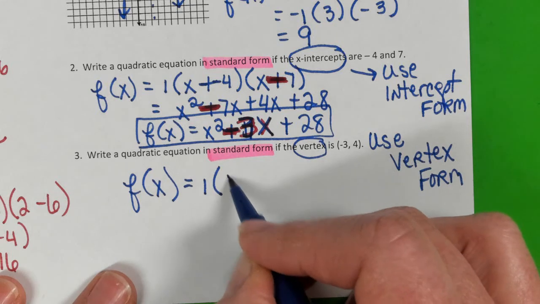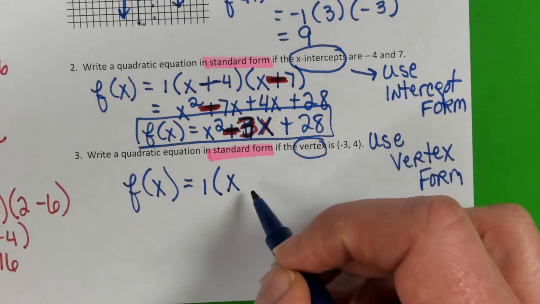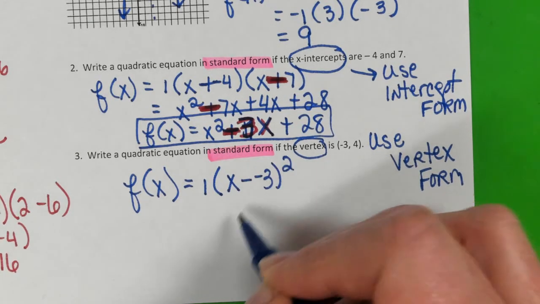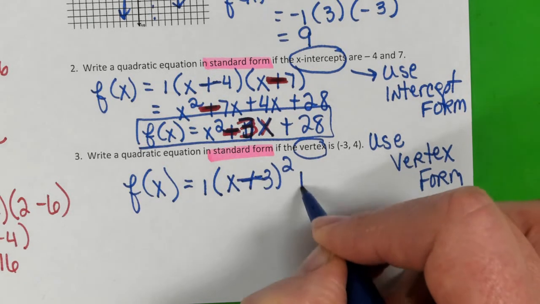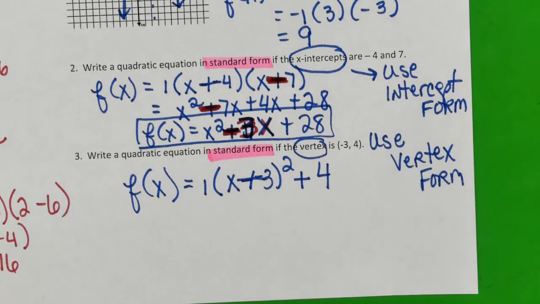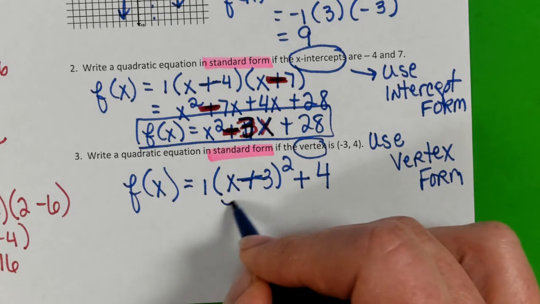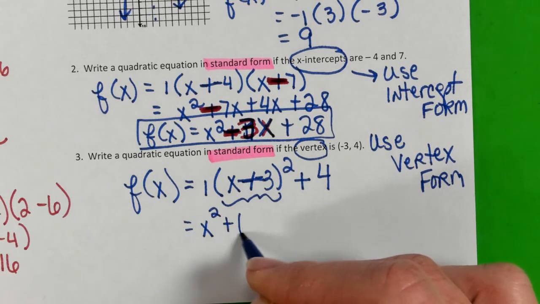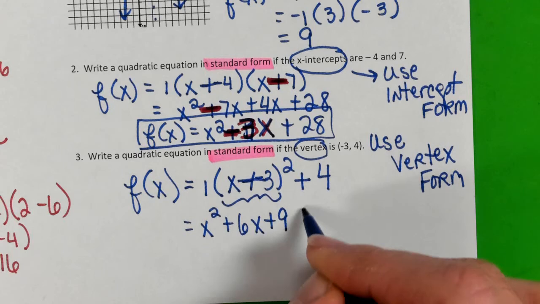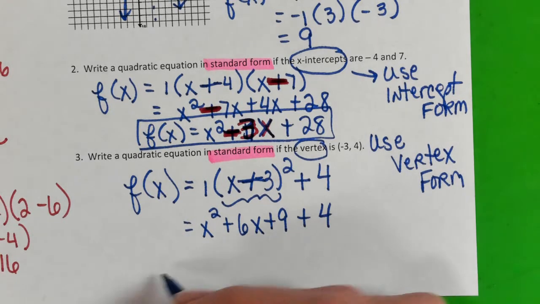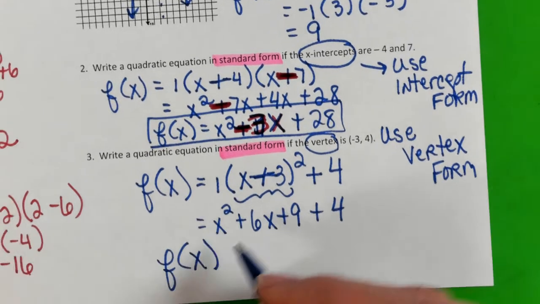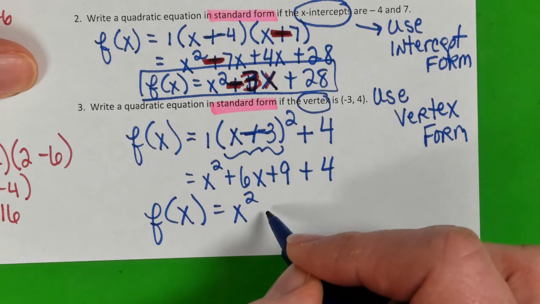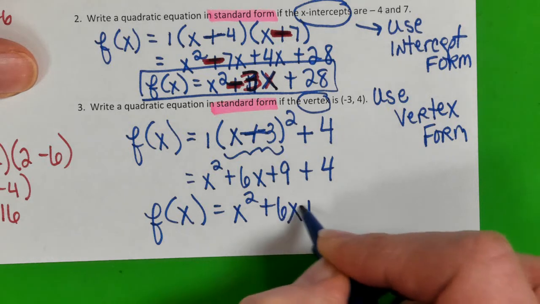And so vertex form, x minus h, x minus -3 squared plus k plus 4. And then I've got to do my square of a binomial, so x squared plus 6x plus 9 plus 4. And so then this would be f of x equals x squared plus 6x plus 13.